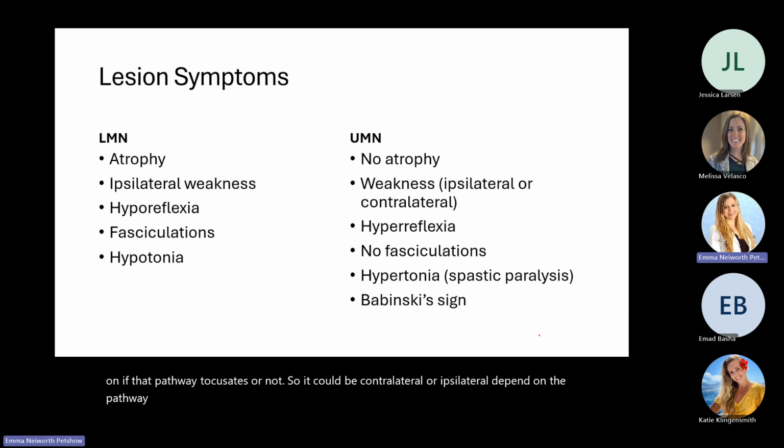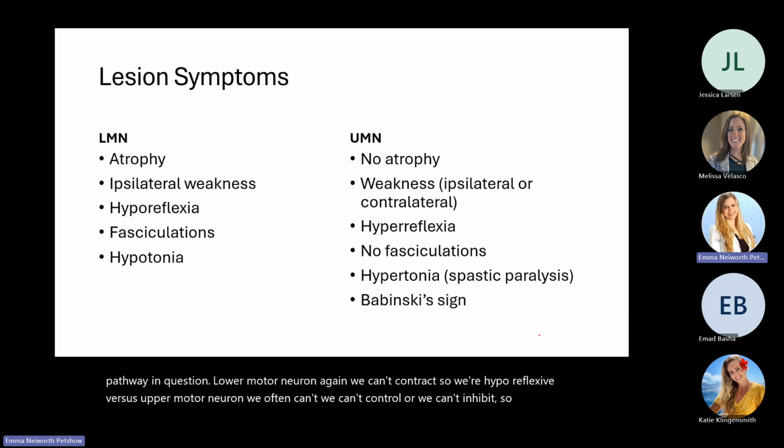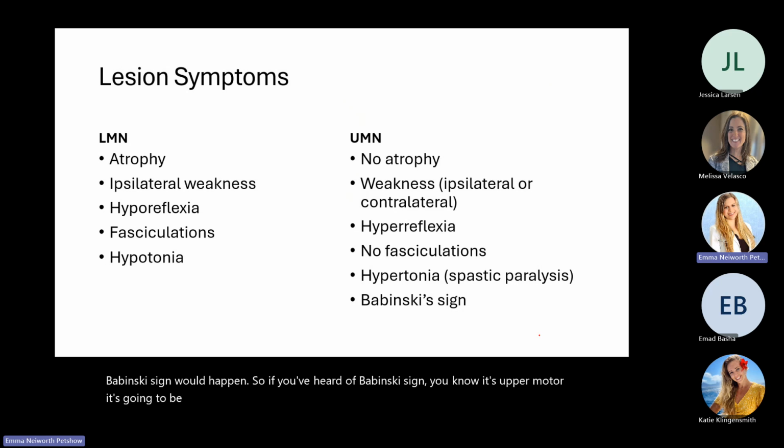Lower motor neuron, again, we can't contract, so we're hyporeflexive. Versus upper motor neuron, we often can't control or inhibit, so we're hyperreflexive. Lower motor neuron, we have fasciculations. Upper motor neurons, no fasciculations. And again, lower motor neurons have low tone, hypotonia. Upper motor neurons, hypertonia, spastic paralysis, your classic tetanus, right? Versus lower motor neuron, Clostridium botulinum. And upper motor neuron is where a Babinski sign would happen. So if you hear a Babinski sign, you know it's upper motor. It's going to be in your brainstem or your cortex, your brain itself.